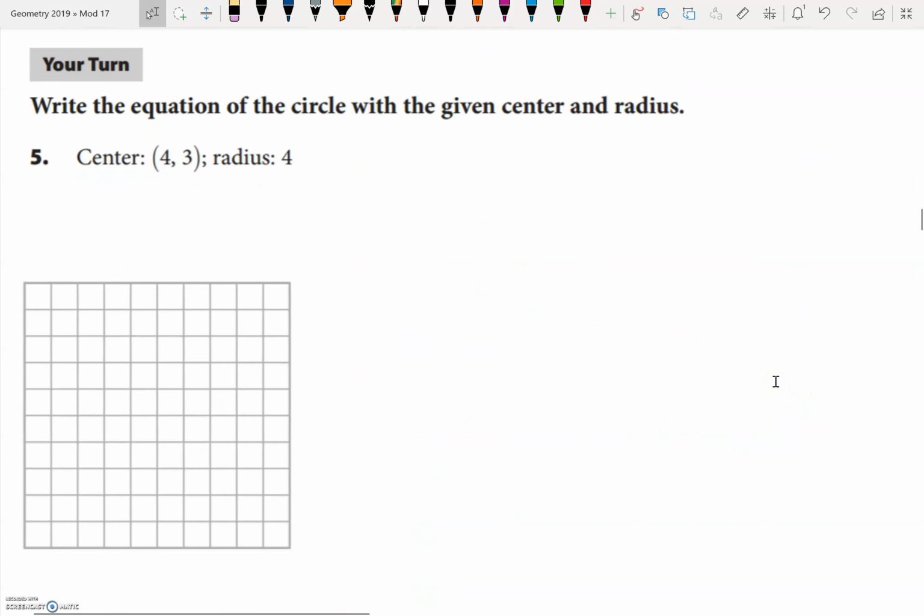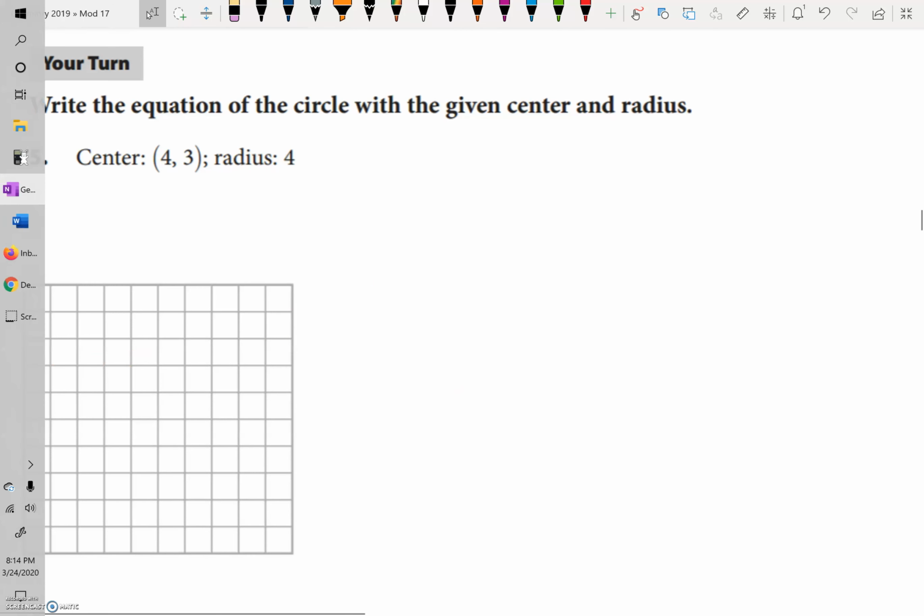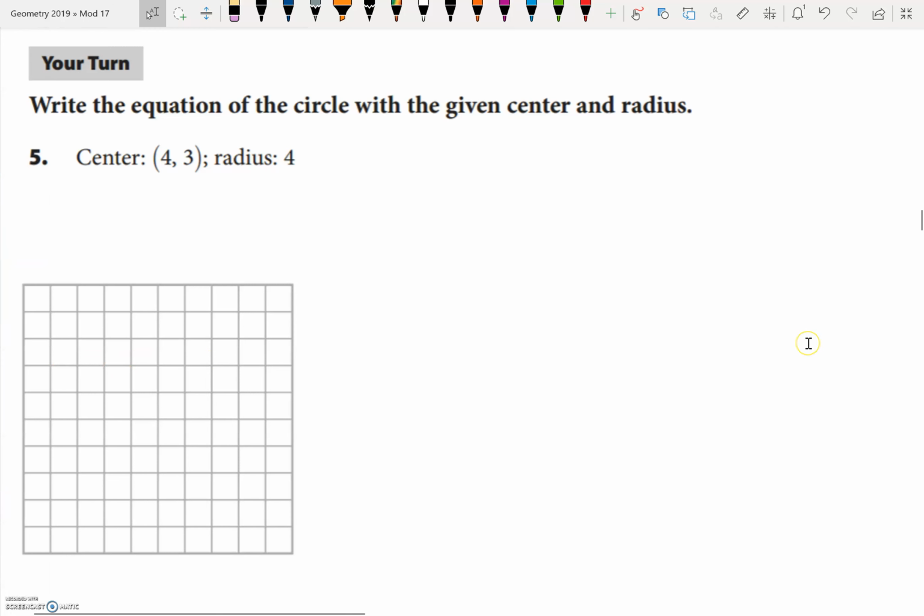And then we're going to do a couple more, so why don't you go ahead and try this problem on your own. So I'm going to let you pause, and then I'm going to go ahead and do it. So we have a center of 4, 3, so x minus 4 squared, y minus 3 squared equals a radius of 16. And then you should probably graph it as well so you can practice.